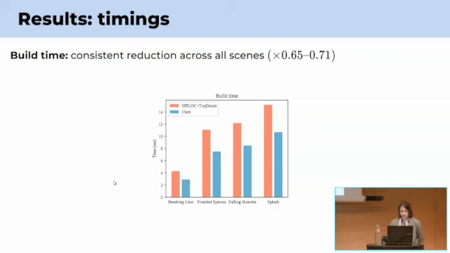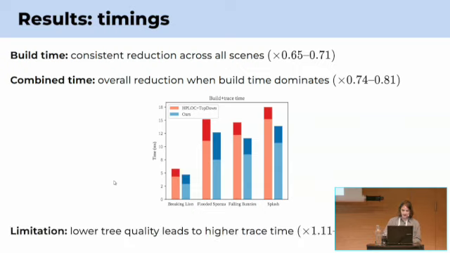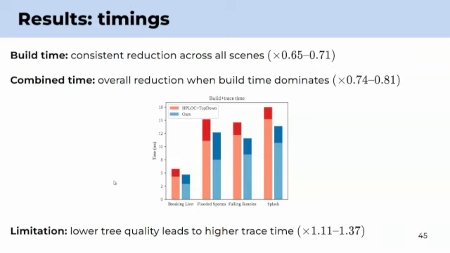In turn, when we measure combined time, which is the sum of build time and trace time, this results in a lower combined time for these scenes where the total time is basically dominated by the build step, which is very expensive. So this is the main target of our algorithm, and we do manage to gain a pretty consistent improvement in this configuration. However, as I've explained, our trees are a bit lower quality than those produced by top-down collapsing.